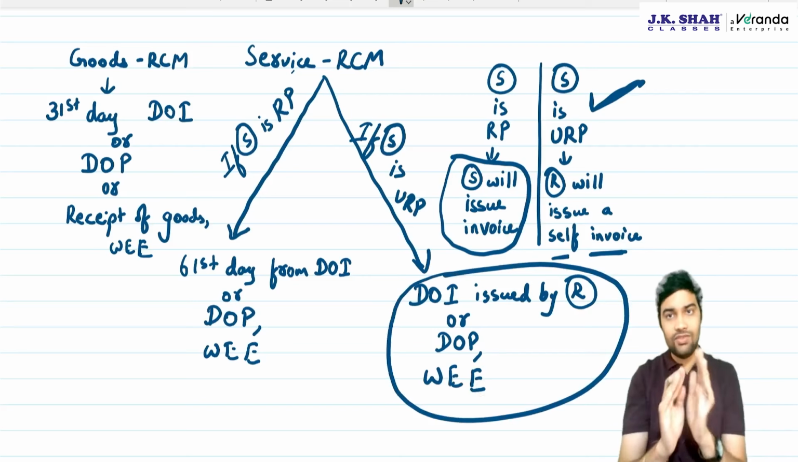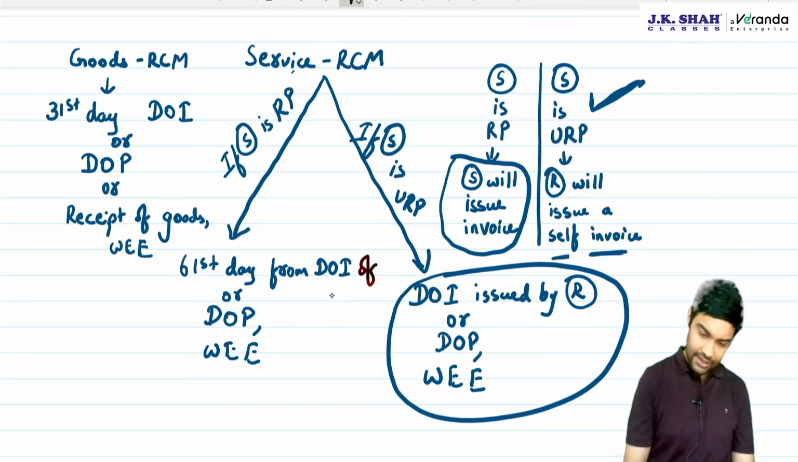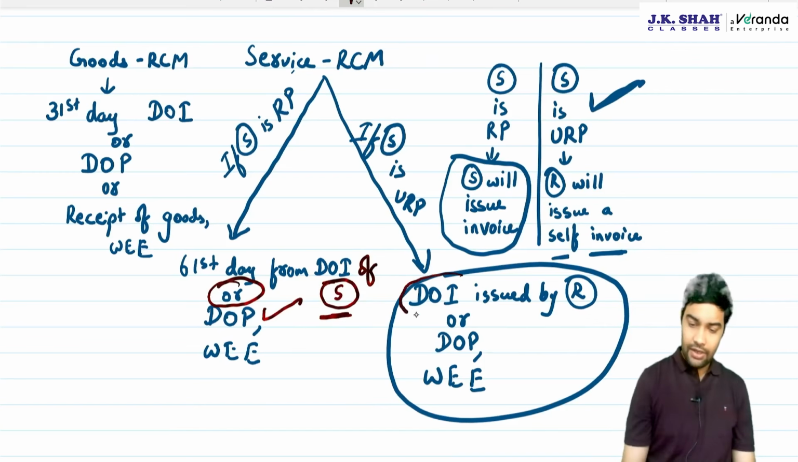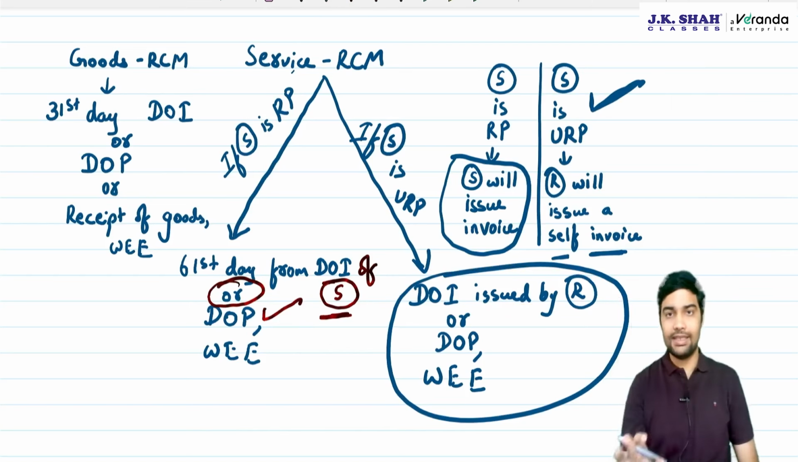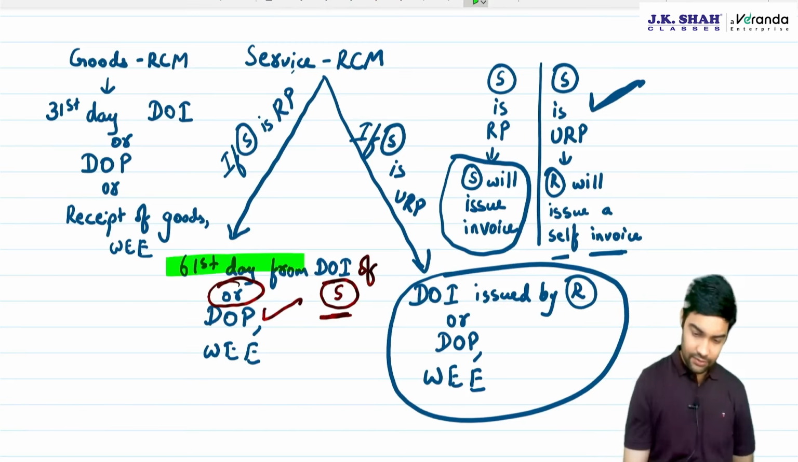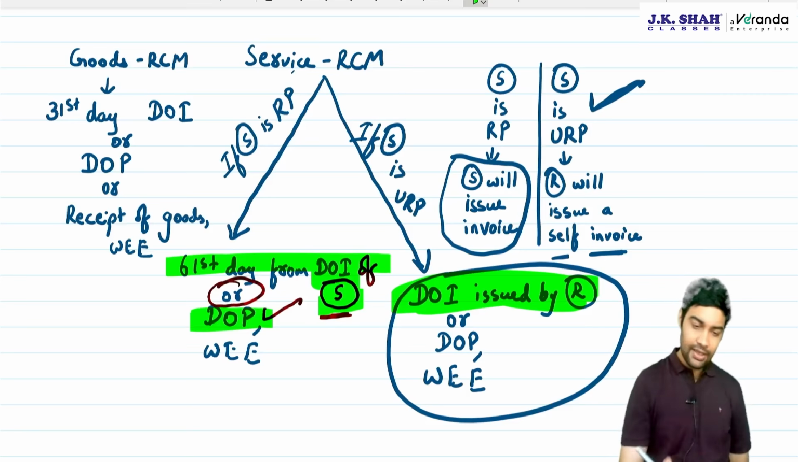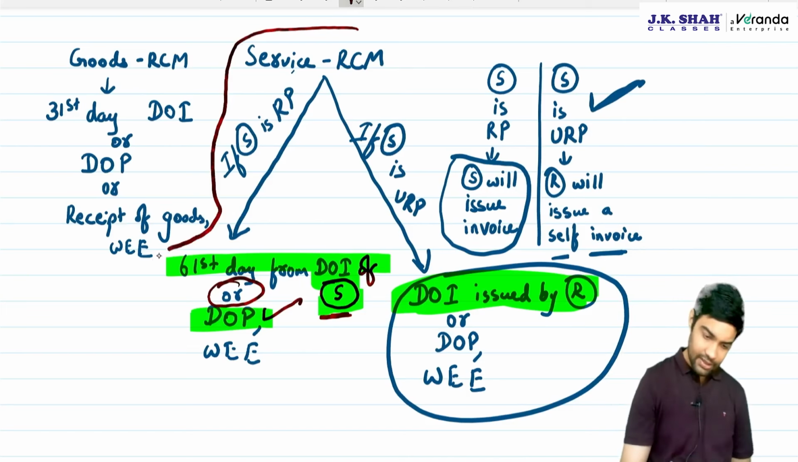So if you read both of these together, what will be the time of supply? 61st day from the date of invoice of supplier, or date of payment, or date of invoice issued by recipient, whichever is earlier. So now you compare three things: first one, second one, third one. This is what you compare to get your time of supply. But you can learn it this way so that it becomes easier for you.